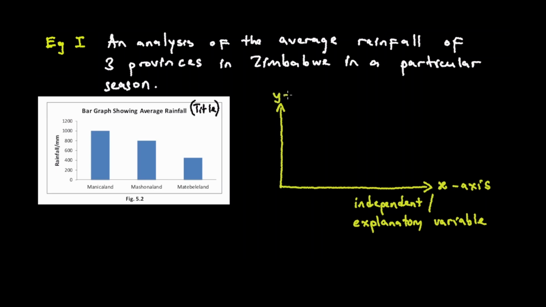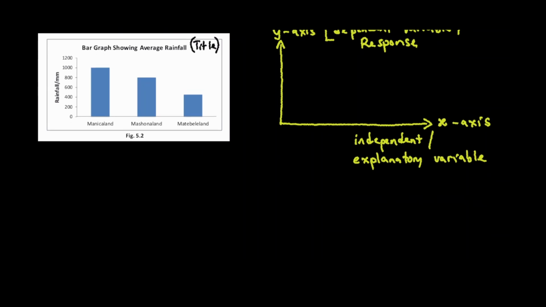Then y-axis kunoku tichaisa chi what we refer to as the dependent variable kana kuti we can call it a response variable like this. Saka ku x-axis kunouya the independent variable kana kuti explanatory, ku y-axis kunouya the dependent variable kana kuti response. We are going to explain this more pachatanga kuita regression, but for now it was more like preemptive. So munofanirwa kuziva for now ndeizvi.